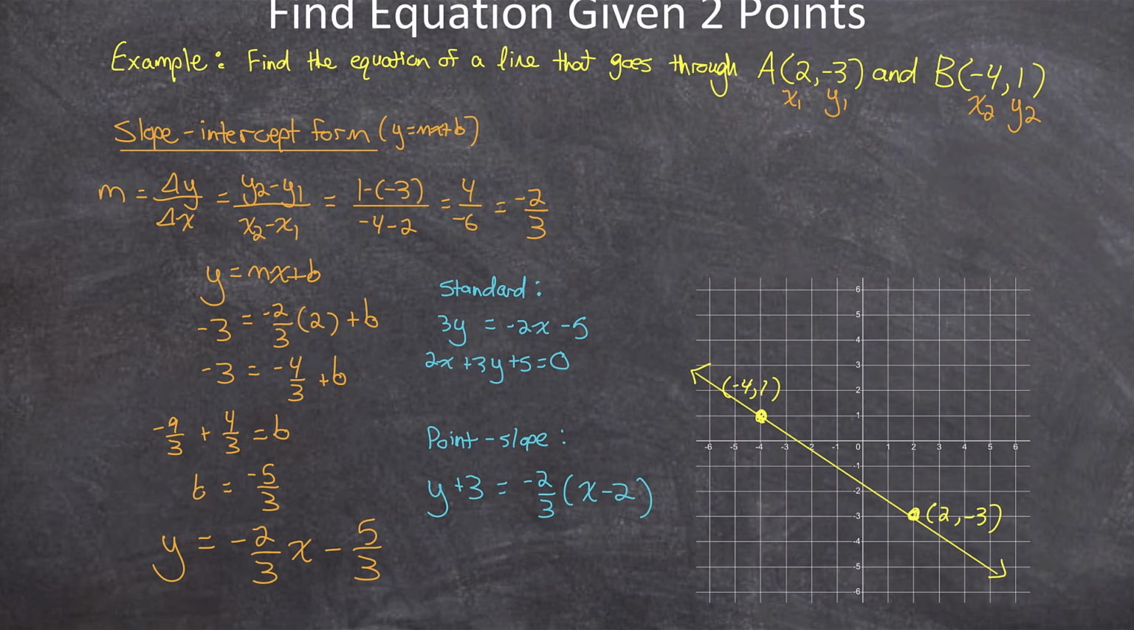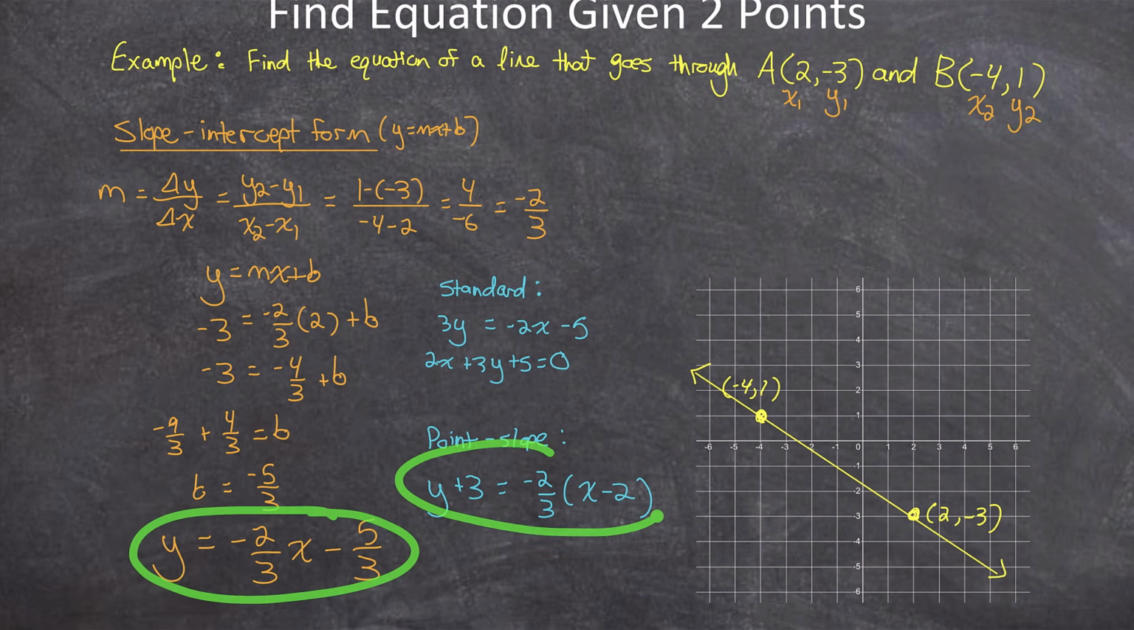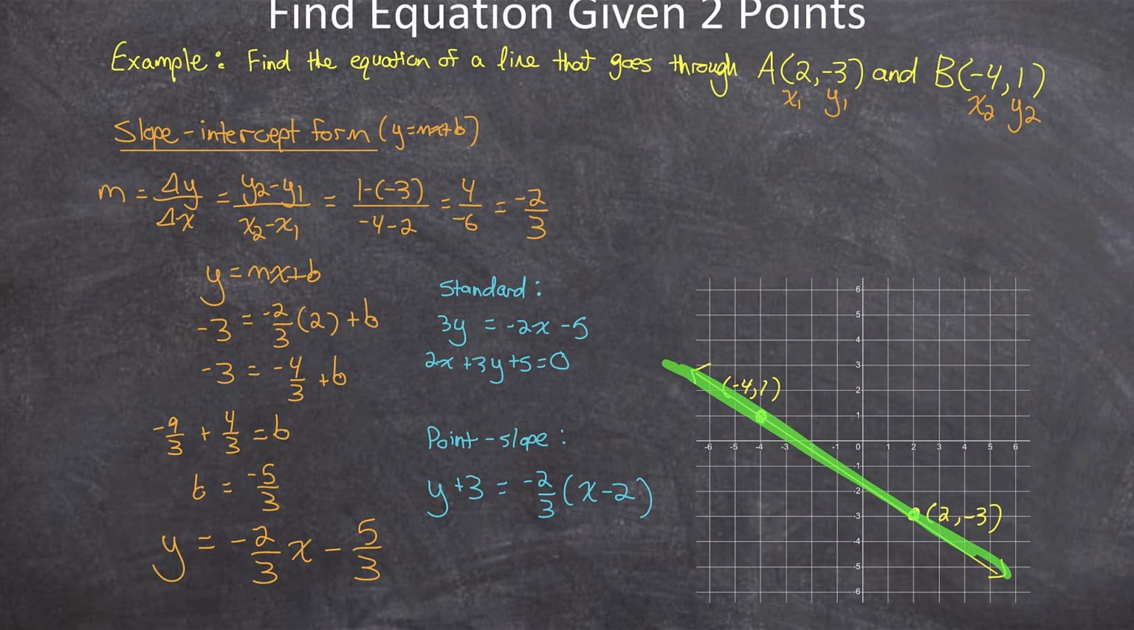So when asked to find the equation of a line connecting 2 points, we could have it in any 3 of these formats. All 3 of those formats are equivalent to each other and all represent that straight line relationship between those 2 points.